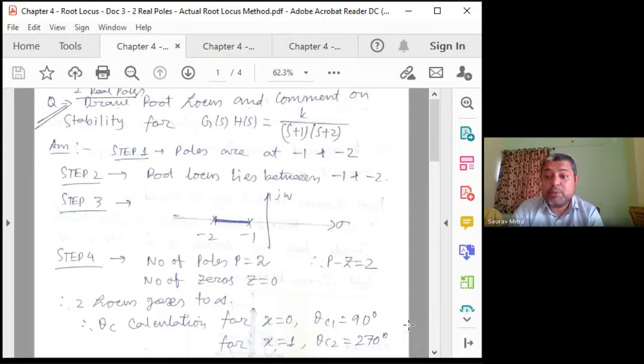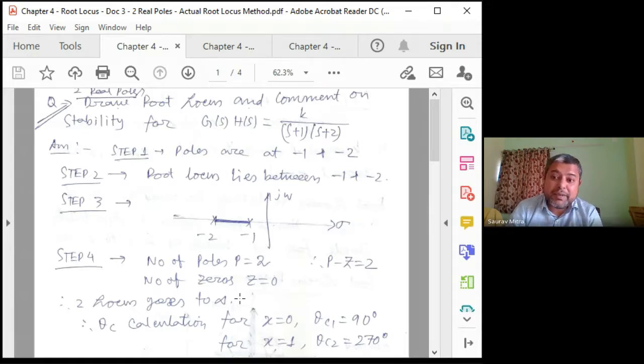So don't check only the number of poles. I'm making it a little difficult. Some people say the number of poles is equal to the number of root locus branches. No, p minus z is the number of root locus branches. So if I give you that two zeros are there, in that case p minus z is equal to 0, and you will not have to do this step 4, because p minus z is equal to 0. That means no root locus is going to infinity.